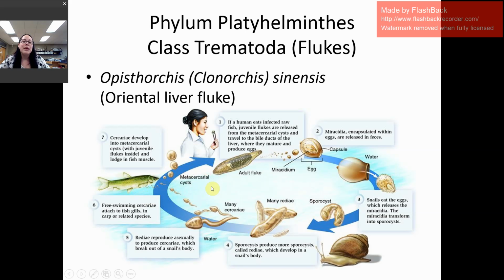And they're going to stay there until something or somebody comes and eats the fish. And so when that somebody eats the fish, if they don't cook it enough, then the cysts are going to be able to survive, and that is how the next host is infected by the fluke. So flukes have a very complicated life cycle. For this case in here, they need three different hosts at particular times of their life cycle. It's a pretty dangerous life cycle.